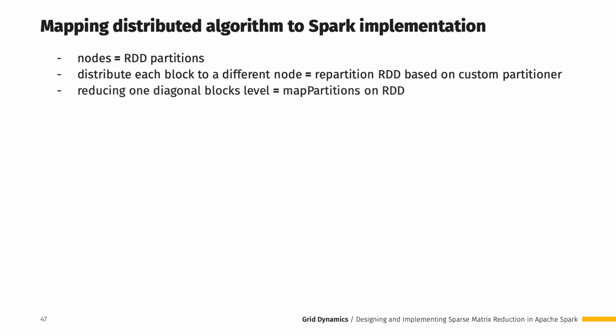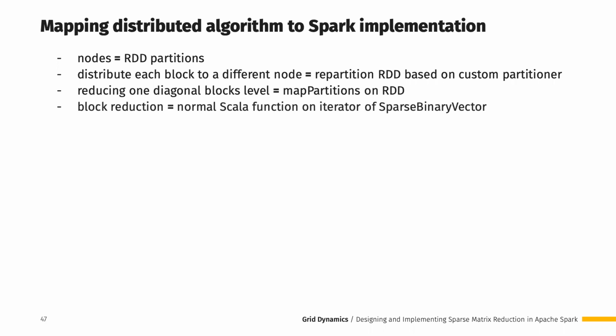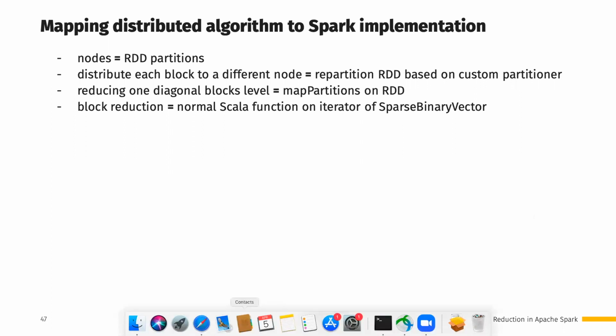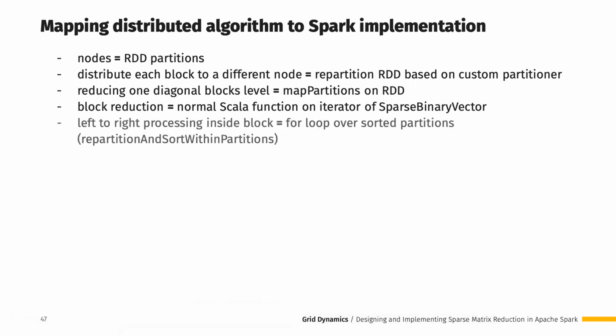Reducing one diagonal blocks level is, in Spark language, mapPartitions on an RDD. And block reduction in pseudocode is going to be just a normal Scala function that as an input gets an iterator of sparse binary vectors. And left to right processing inside the block in the pseudocode is going to be achieved by a for loop over sorted partitions. So actually, we are not going to use repartition, but repartitionAndSortWithinPartitions. The difference with using repartitionAndSortWithinPartitions as opposed to repartition and then separately sorting is that here sorting happens at the shuffle stage, which is much faster.